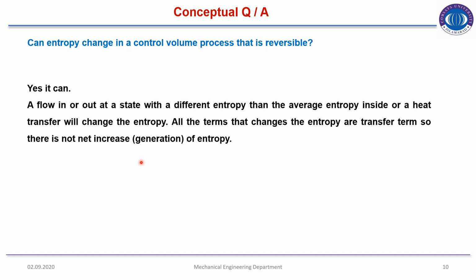All the terms that change the entropy are transfer terms, so there is no net generation of entropy. As you know, the entropy transfer mechanisms consist of mass transfer and heat transfer. For the reversible process there will be no entropy generation, so the overall entropy of the system will remain constant, but within the system the entropy can change.